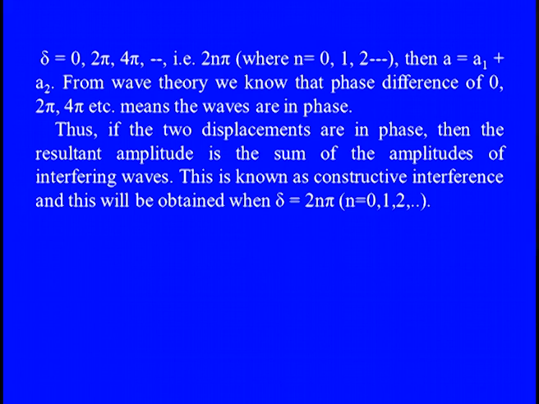From wave theory we know that phase difference of 0, 2 pi, 4 pi etc. means the waves are in phase. Thus, if the two displacements are in phase, then the resultant amplitude is the sum of the amplitudes of the interfering waves. This is known as constructive interference, and this will be obtained when delta is equal to 2n pi, where n is equal to 0, 1, 2, 3 etc.